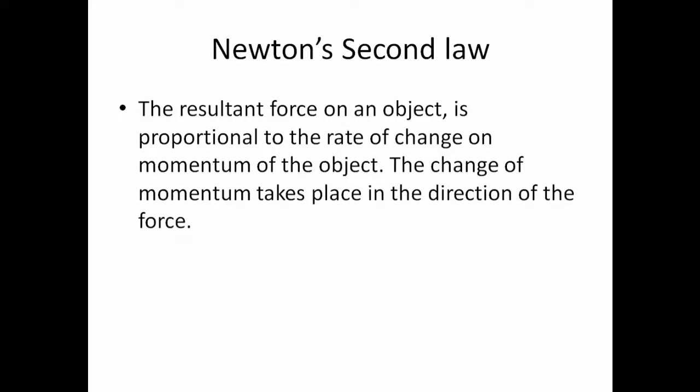Newton's second law. The resultant force on an object is proportional to the rate of change of momentum on the object, and the change of momentum will take place in the direction of the force. So basically, that is the written way of doing it. The formula for that is, of course, F equals ma, because ma is basically the rate of change of momentum of an object.